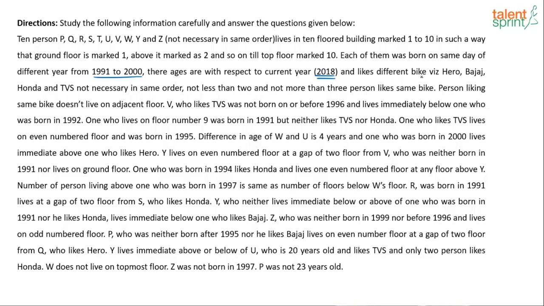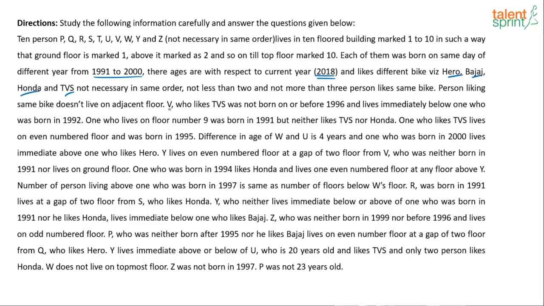And then they like different bikes among Hero, Bajaj, Honda, and TVS, not necessarily in the same order. Not less than 2 and not more than 3 persons like the same bike. So each of these bikes is liked by at least 2 and at most 3 persons. The next statement says persons liking the same bike don't live on adjacent floors. So 2 persons liking, let's say, Bajaj will not stay on adjacent floors. Likewise for Honda, TVS or Hero.